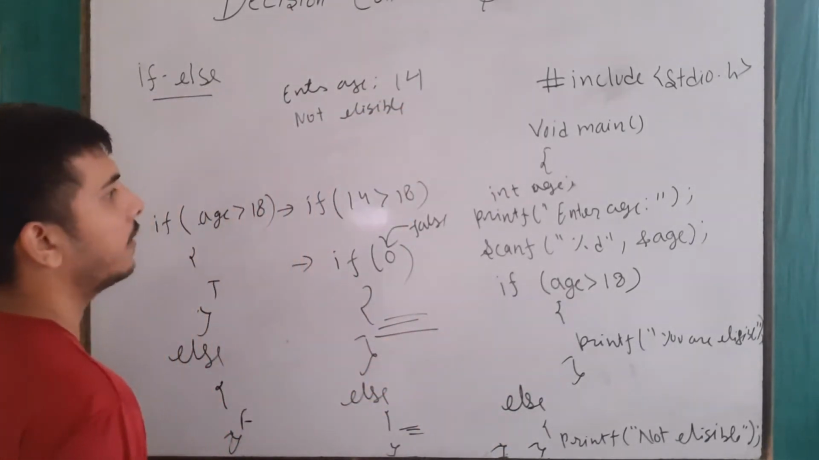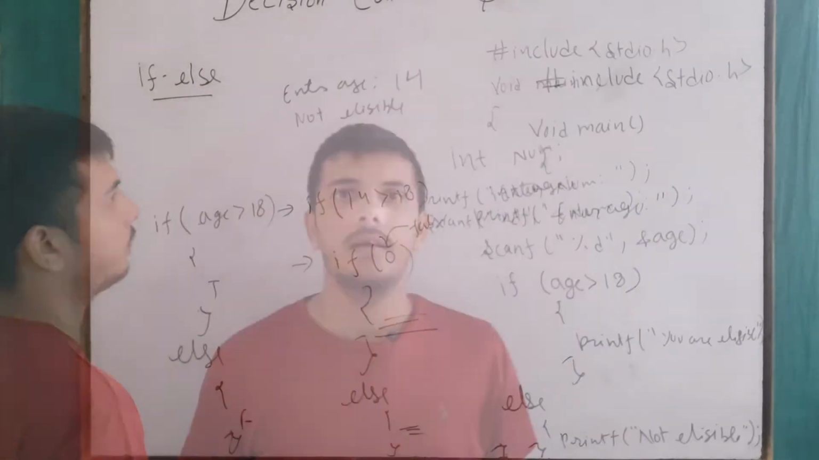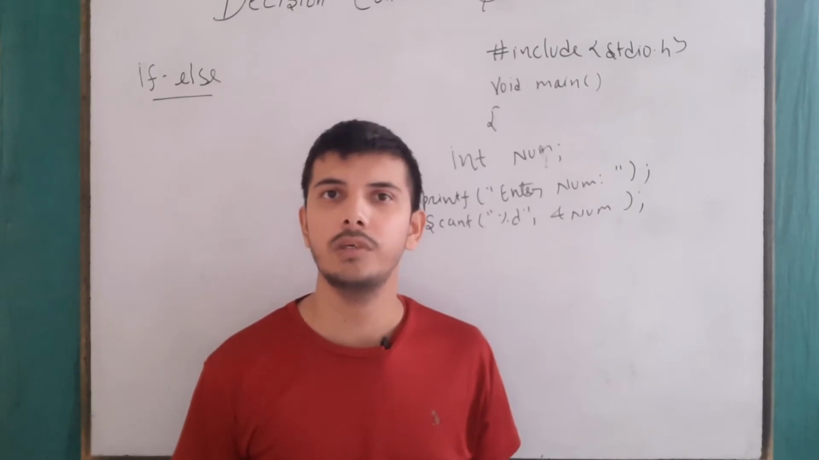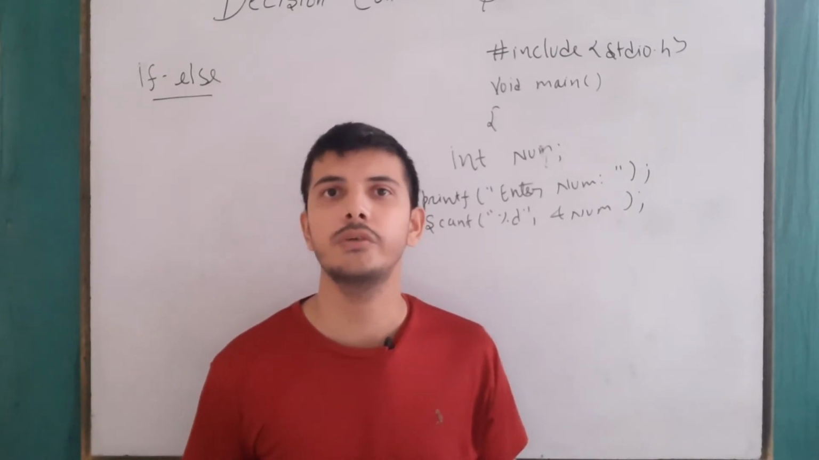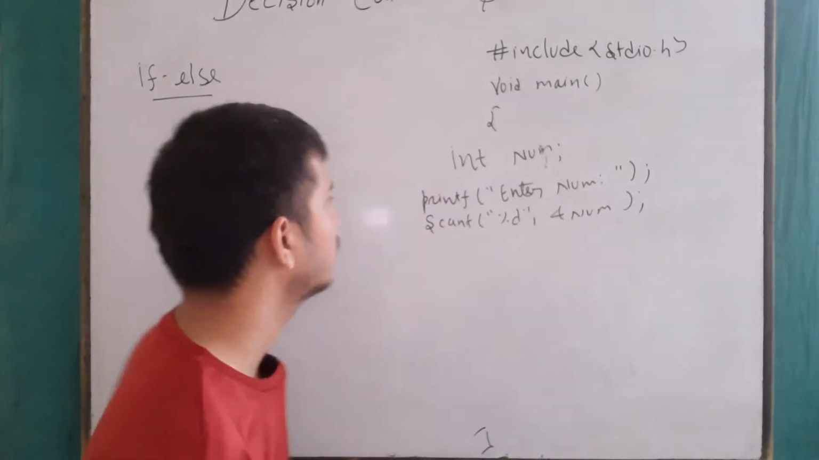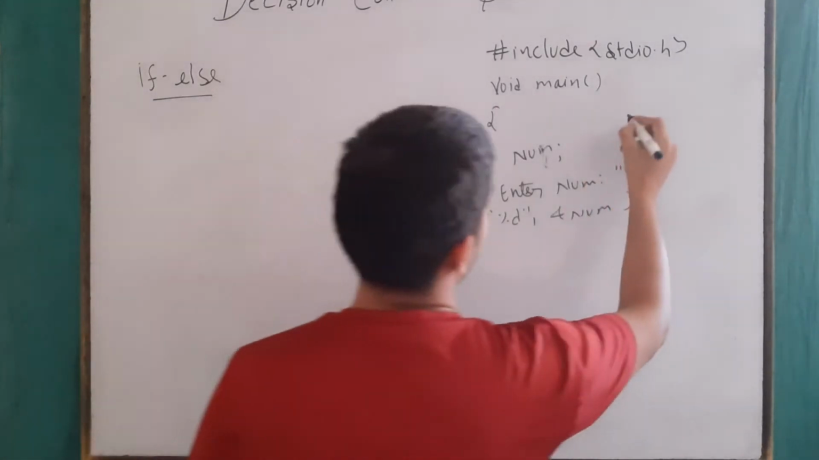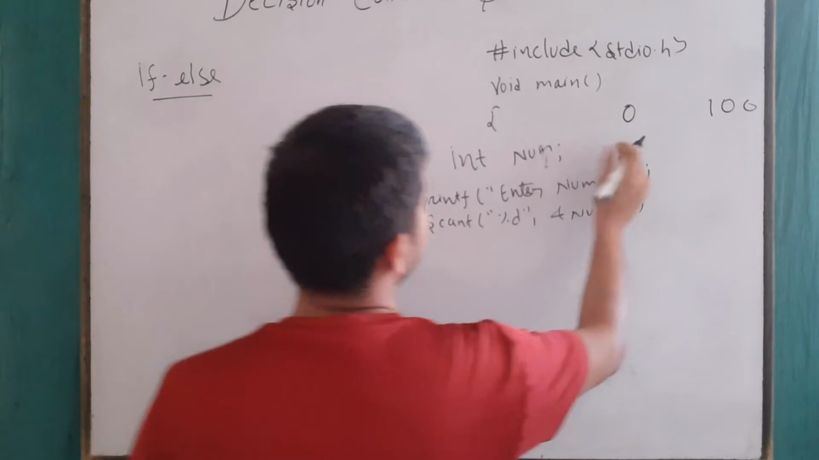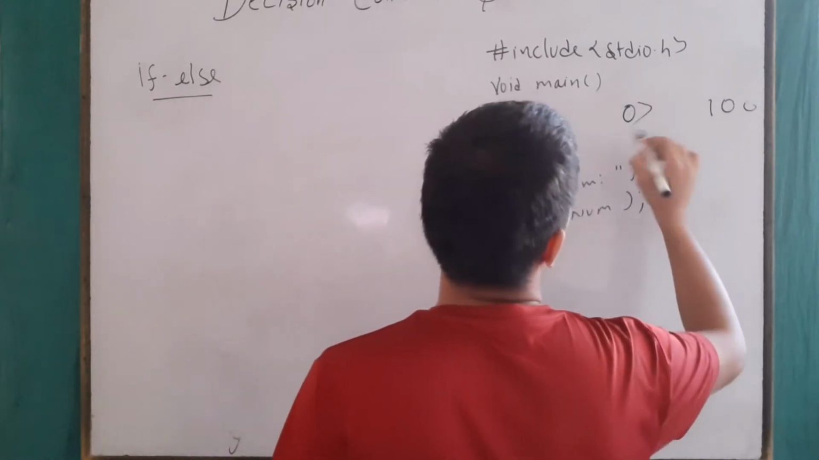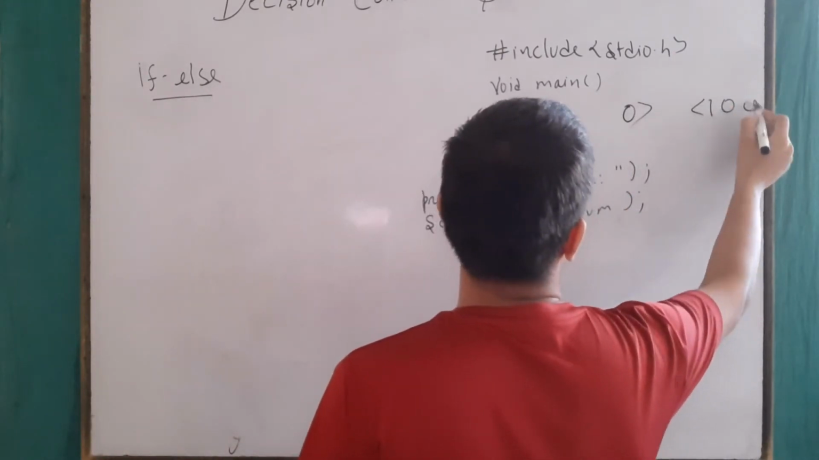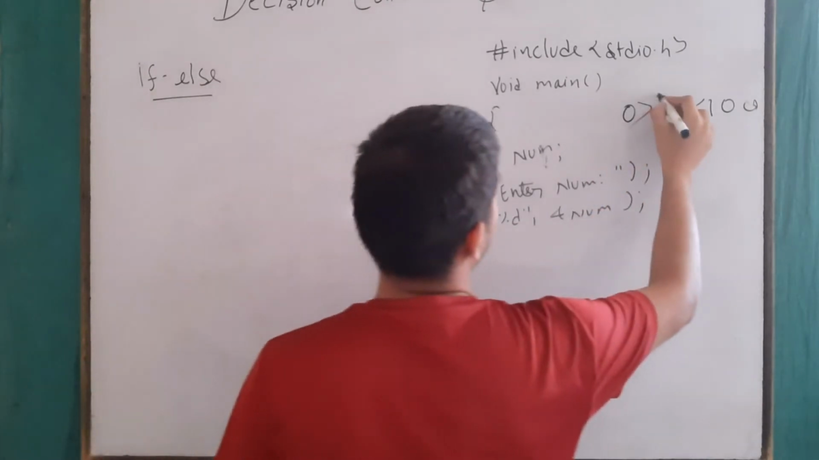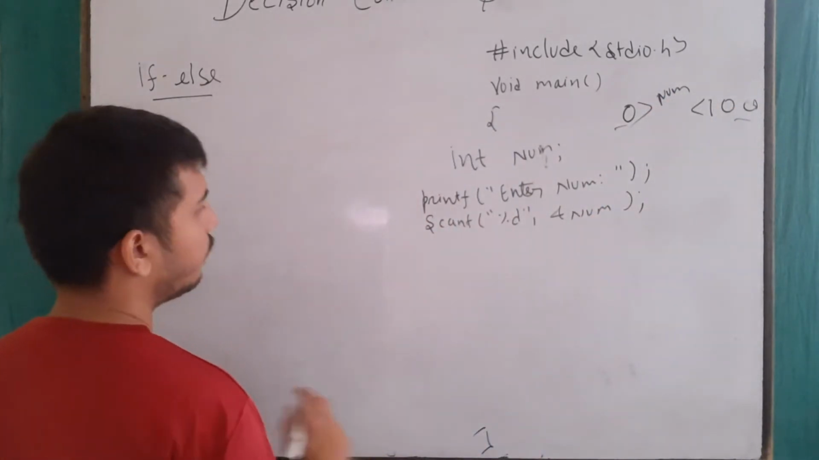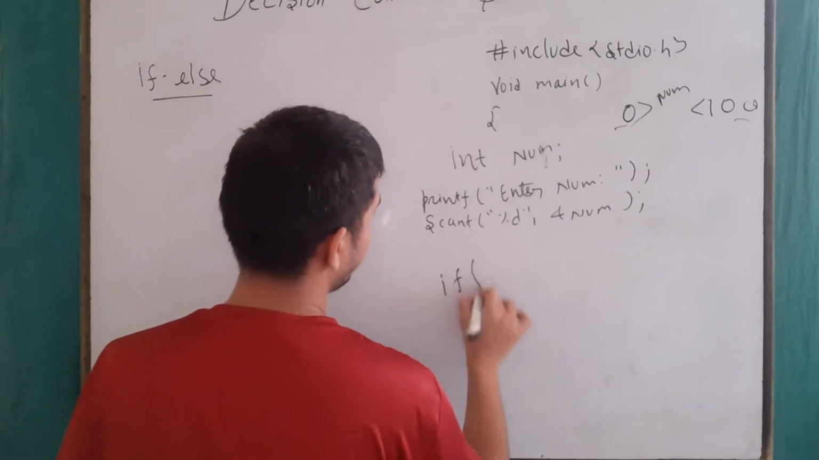Now let's look at another example. Let's say we want to make a program that checks whether the given input number lies between 0 to 100. So what will be our objective? To check whether the number is between 0 to 100, which means it should be greater than 0 and smaller than 100. Only then our number will lie between these two numbers, right? So what will be our condition here?